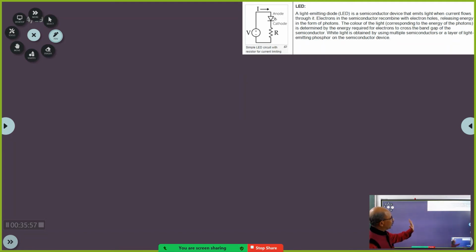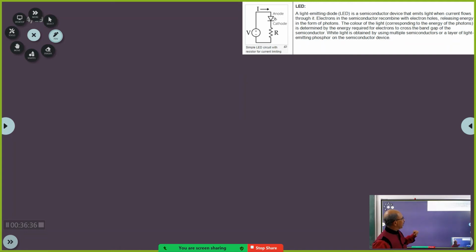LED. I think all of you know what is a LED. You have seen a LED, right? So, in this LED, I have written in brief: a LED, light emitting diode, is a semiconductor device that emits light when current flows through it. Electrons in the semiconductor recombine with the holes, releasing energy in the form of photons. The color of the light corresponding to the energy of the photons is determined by the energy required for the electrons to cross the band. White light is obtained using multiple semiconductor layers. So that's it. Here you see, it's all semiconductor devices, P and N structures.